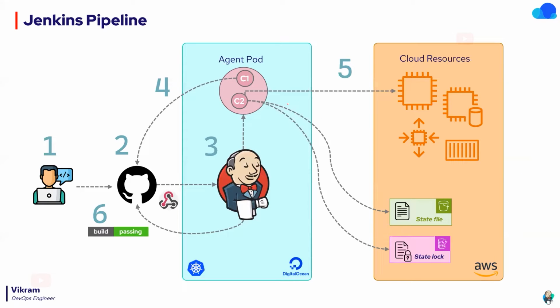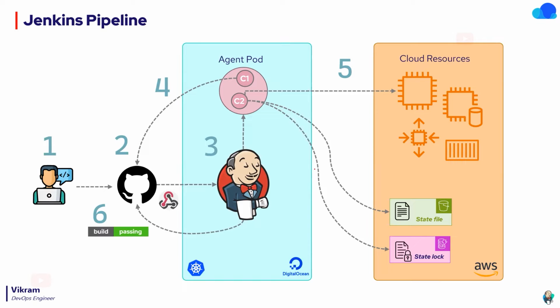Since we are using Kubernetes pods as build agents, first Jenkins will create a pod that has multiple containers depending upon the use case. Probably one container will pull the source code, and the other container will use Terraform to apply the infrastructure. And here, there are two things you need to take care of.